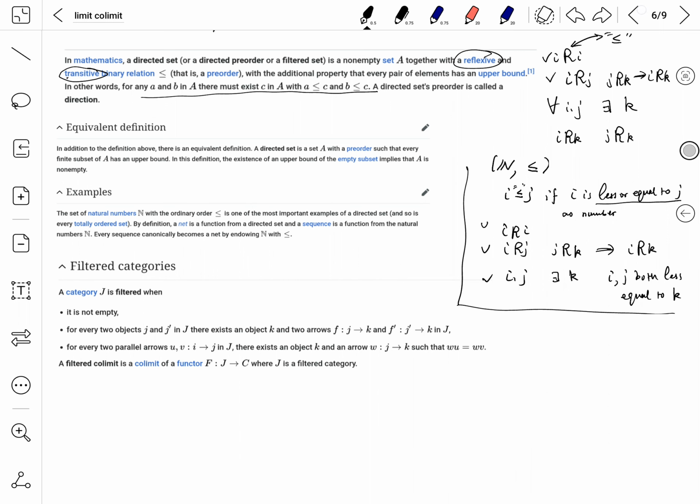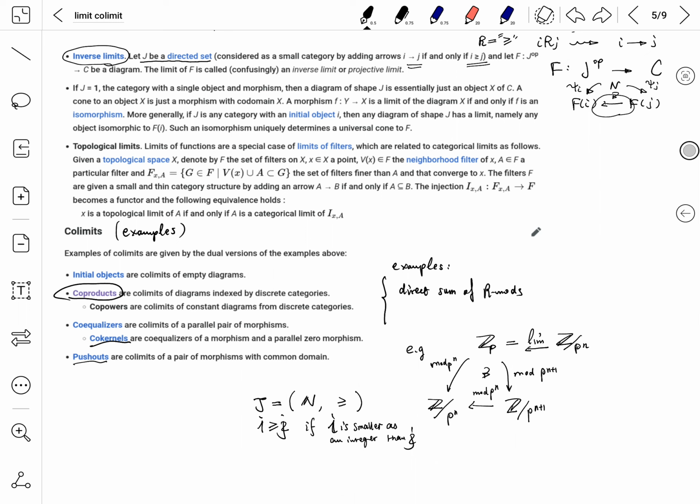But what I want to say is that, even if I define it opposite to the intuition, it still works. This means i is bigger equal than i, okay? If i is bigger equal than j, j is bigger equal than k, then i is bigger equal than k, no problem. And if for any two i and j there exists k such that i is bigger equal than k and j is bigger equal than k, this is still true, right? You just take the minimum of the two integers and that one satisfies it. I mean, it still works. Actually, it's this one that really corresponds to our example here. Why?